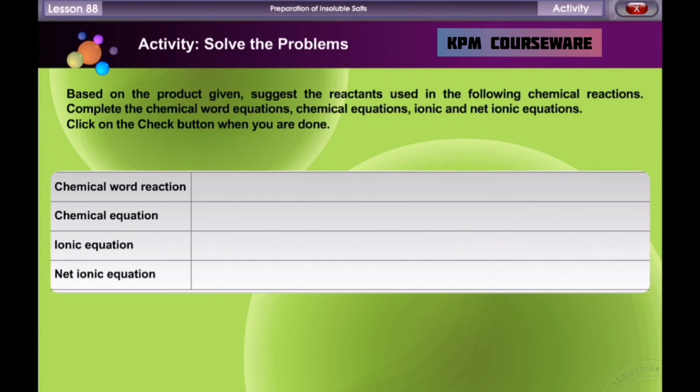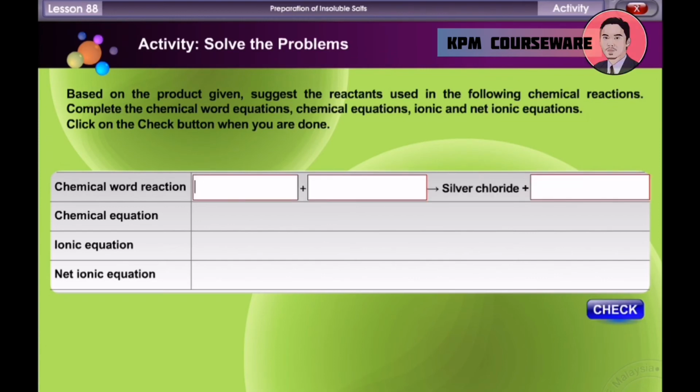Based on the product given, suggest the reactants used in the following chemical reactions. Complete the chemical word equations, ionic and net ionic equations. Key in your answer and click on the check button when you're done. Incorrect. Please try again.